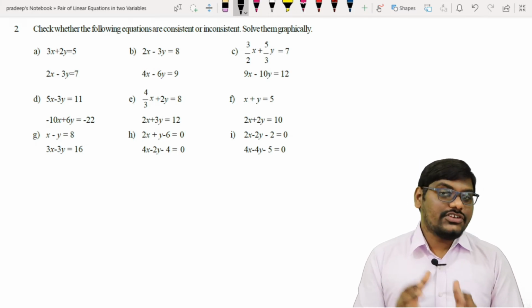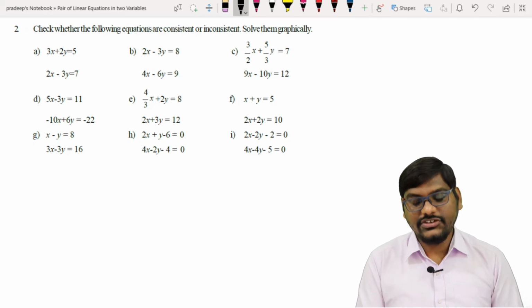Today we are going to see pair of linear equations in two variables, in which we are doing exercise 1, question 2. In question 2 there are about 9 questions. We are doing question F.